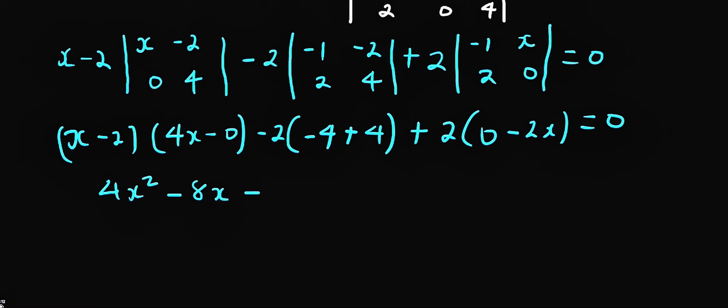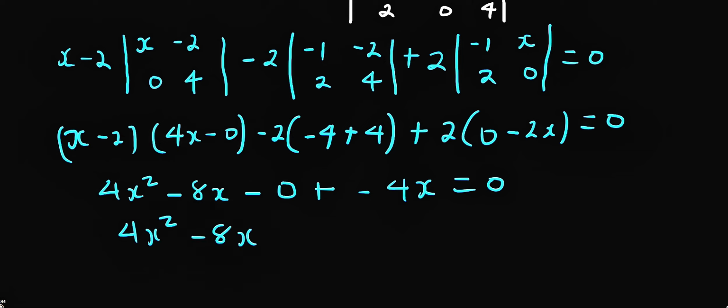Then the next one is minus 2 multiplying what is in the bracket. And what is in the bracket is just 0 because we have negative 4 plus 4, that is 0. So we have 2 times 0, which is just 0. Then we add the next one, which is 2 times negative 2x. That is minus 4x, and that's equal to 0. So we can clean this so that we have 4x squared minus 8x minus 4x is equal to 0.